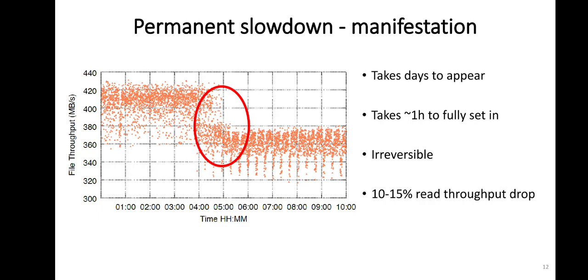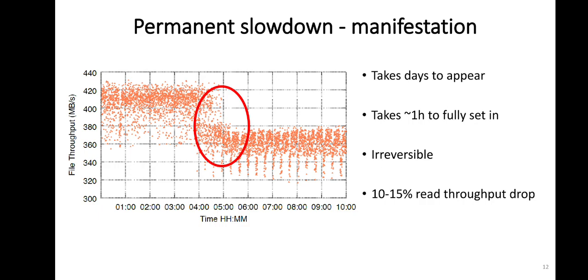The third and last performance anomaly is what we call permanent slowdown. This is the initial plot you saw in the talk. Time is on the x-axis, read throughput on the y-axis. At a moment in time, read throughput drops and never recovers.